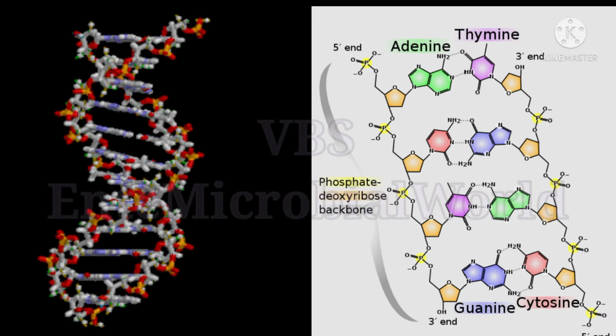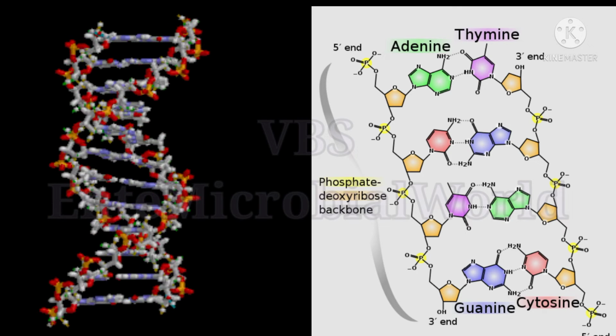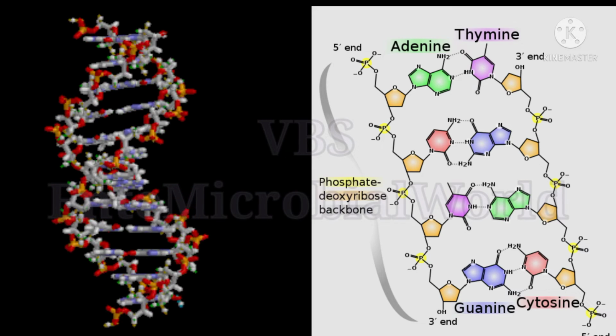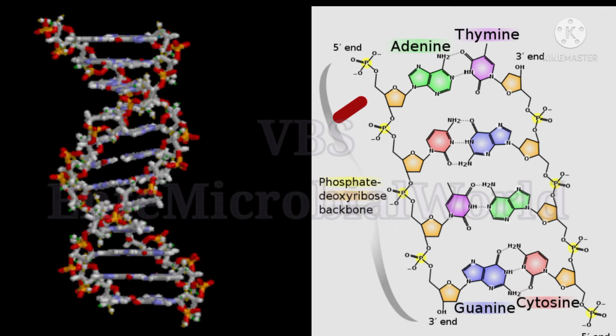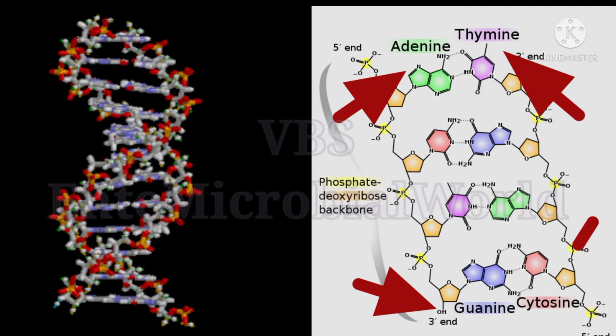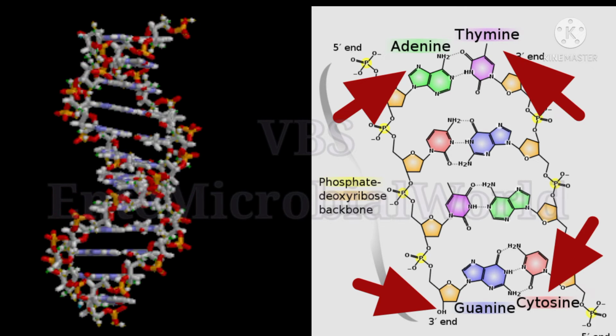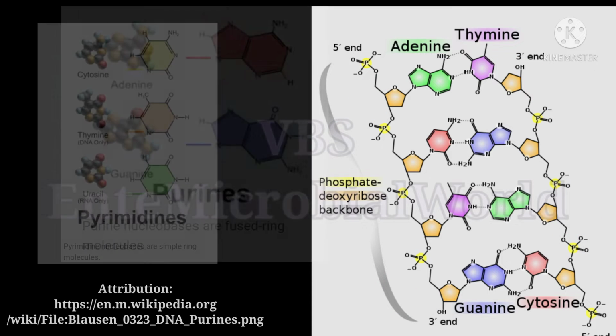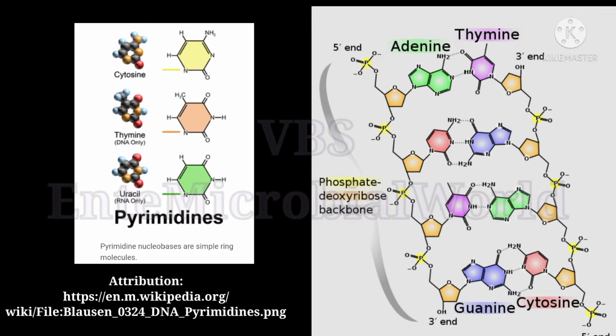Attached to each deoxyribose is one of four nitrogenous bases. The four types of nitrogenous bases in DNA are adenine, guanine, thymine, and cytosine. Adenine and guanine are double-ringed purines. Cytosine and thymine are smaller, single-ringed pyrimidines.